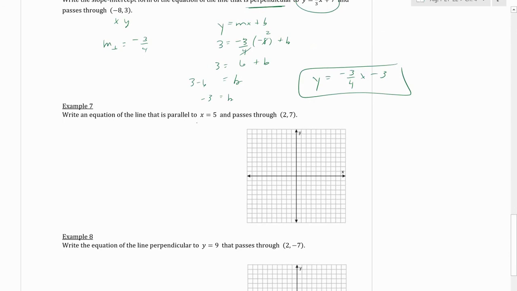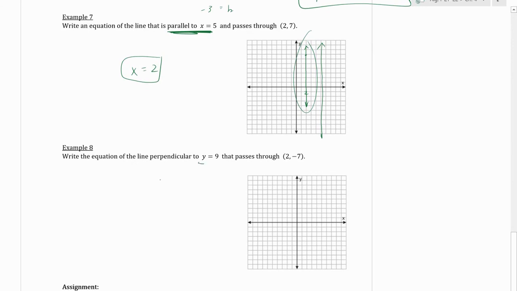Write the equation of a line that's parallel to x is 5. 1, 2, 3, 4, 5. X is 5 is that vertical line right there. We want something parallel to it. It has to be vertical. That goes through the point 2, 7. All right, then. I'm trying to find that line right there. It's a vertical line, crosses the x-axis at 2.